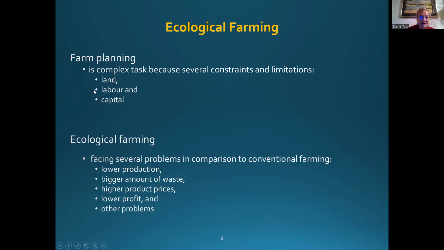In addition to these constraints, in ecological farming, farmers face several problems in comparison with conventional farming, such as lower production, a bigger amount of waste, and consequently higher product prices, lower profit, and other problems.